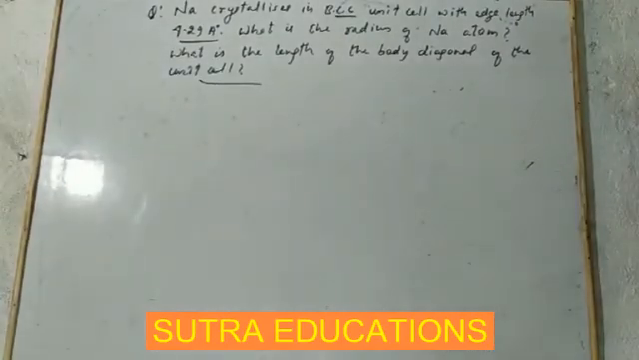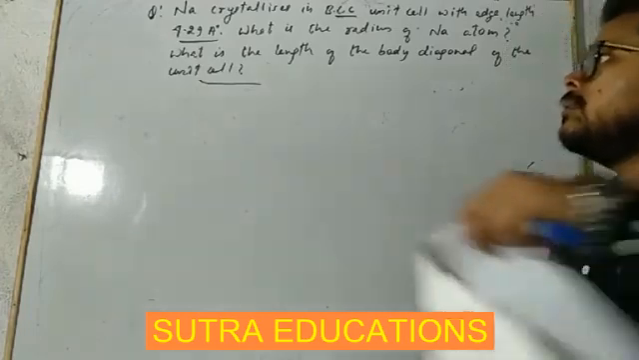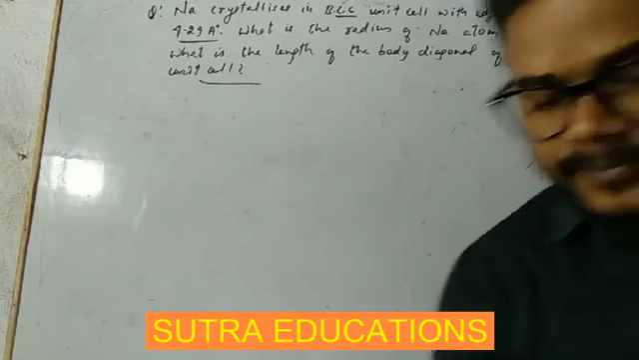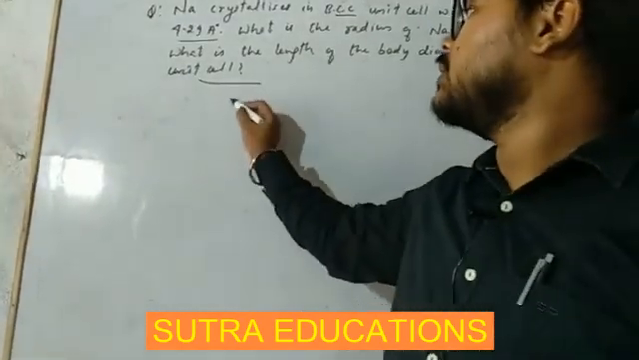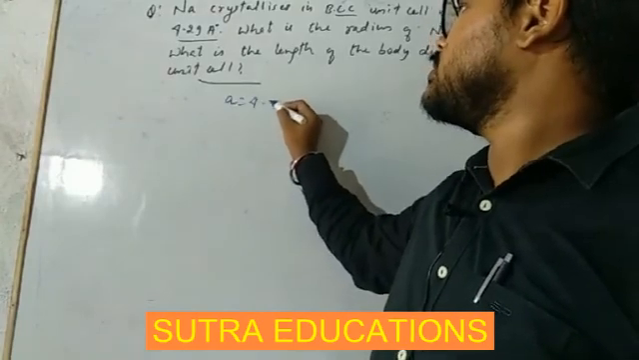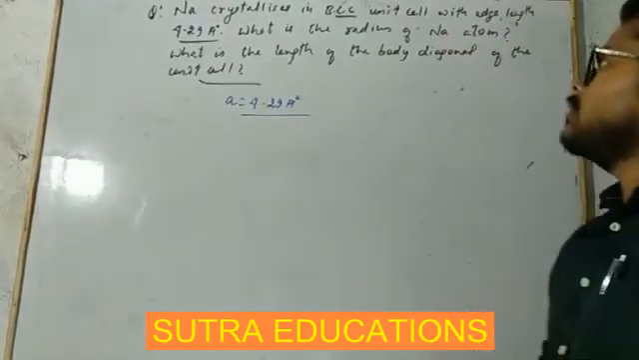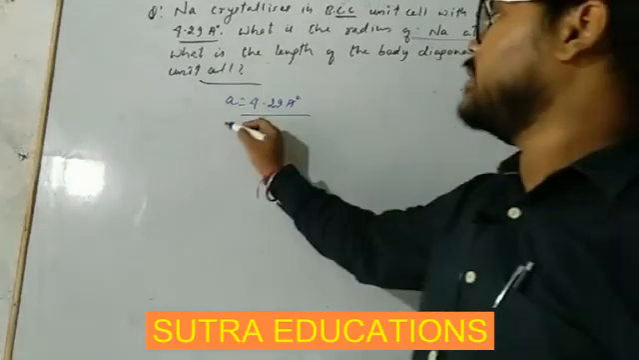Okay, so the question is, sodium crystallizes in a BCC, body centered cubic unit cell, with edge length 4.29 angstrom. This means the edge length is given: A is equal to 4.29 angstrom. Now what is the radius of the Na atom? We have to find out the radius.